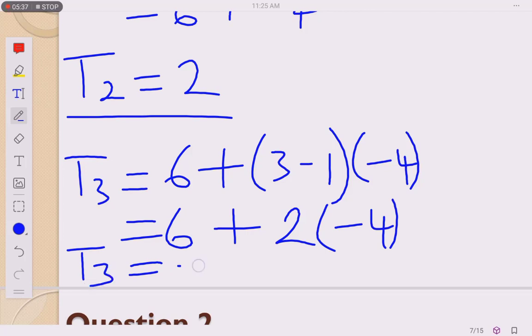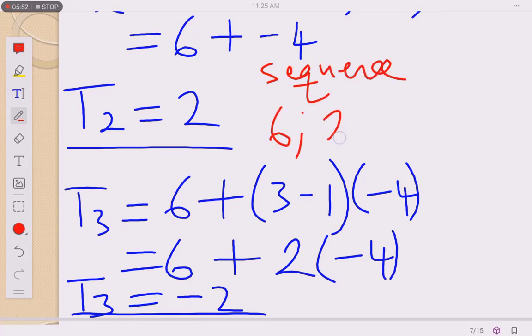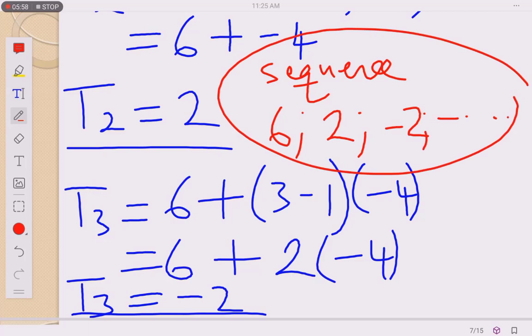T3 as minus 2. So for a sequence you simply need 3 terms, and our sequence in this case becomes 6, 2, minus 2, and so on. So this becomes our sequence there. Let's go on to another question.